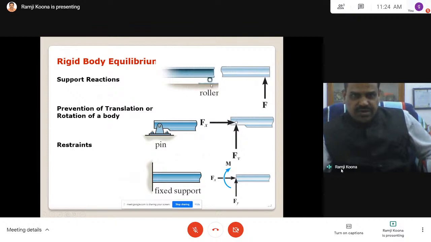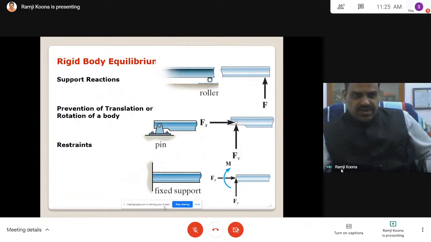Out of 3, how many am I getting? I am getting rotation of this roller and translation. The unknown is the vertical reaction. A hinge joint allows only rotation, no translation. It is fixed, so the unknowns are the vertical reaction and the horizontal reaction.